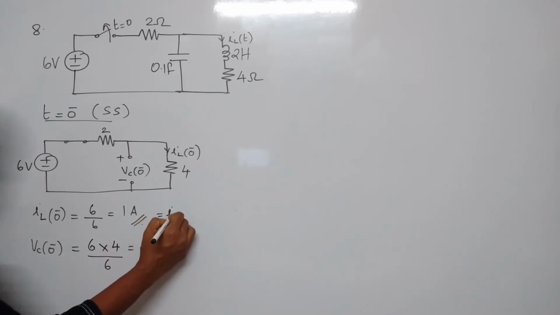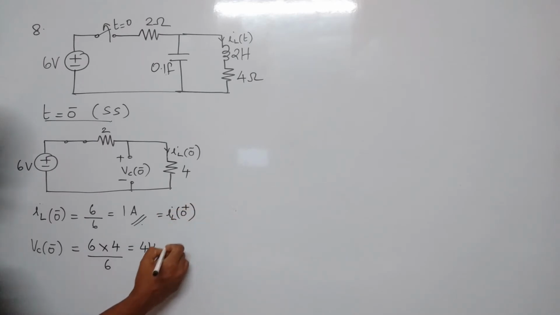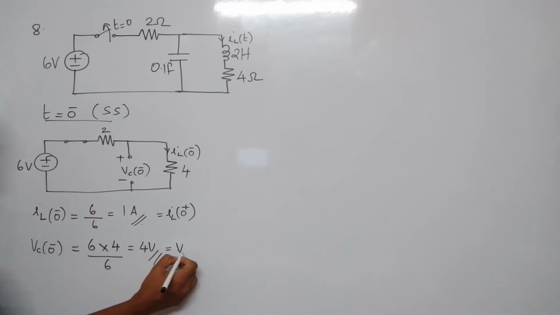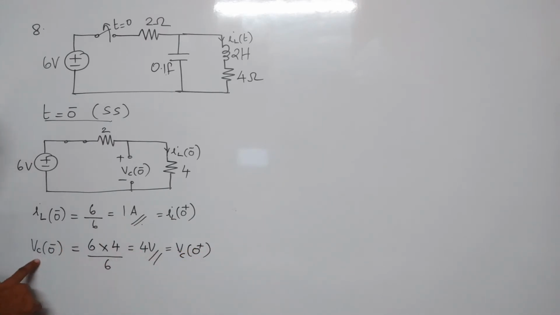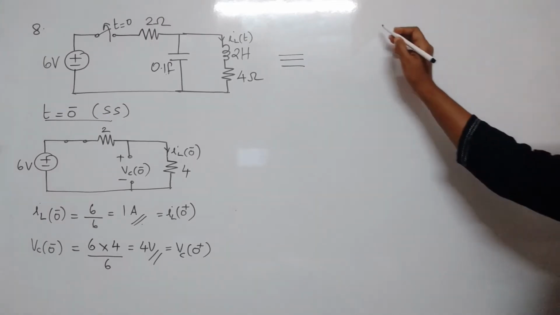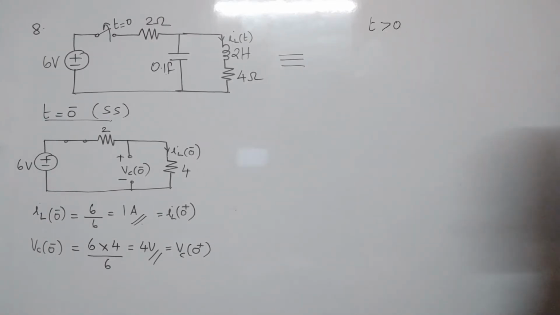So IL of 0 minus will be same as IL of 0 plus, which is 1 ampere. VC of 0 plus is same as VC of 0 minus, which is 4 volt. So while considering the circuit for t greater than 0, we will have to incorporate these two values. So let's draw the circuit diagram in S domain for t greater than 0.